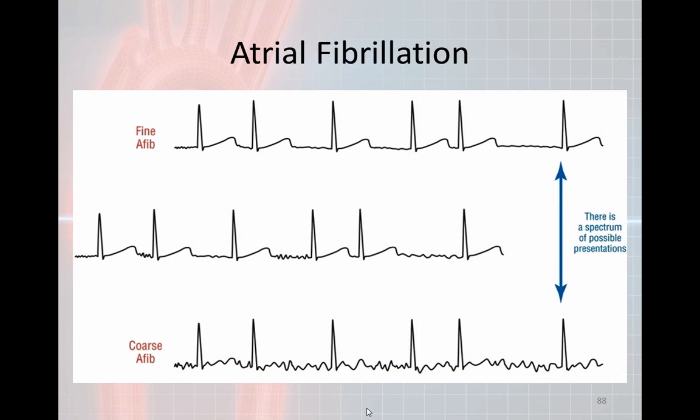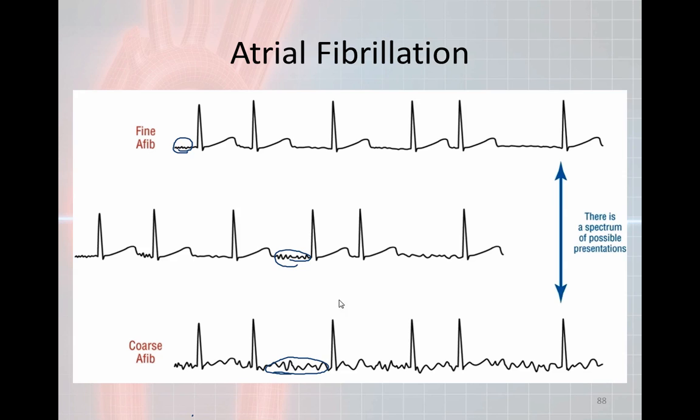Let's look at the different types of atrial fibrillation that there could be. There's a fine AFib, and then there's also a coarse AFib. This would be considered a fine AFib. This is kind of an intermediate atrial fib. This is considered a coarse AFib down here. It really depends on the physiology of the person, the monitor you're using, the electrode placement. There's a whole bunch of stuff.